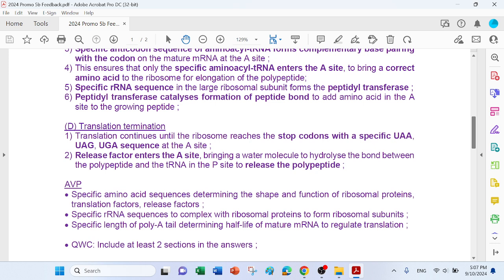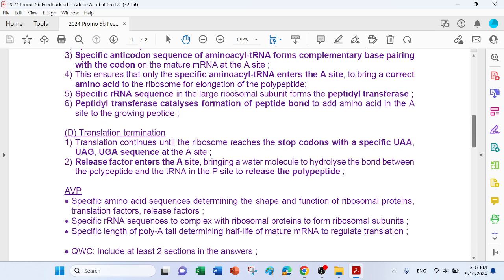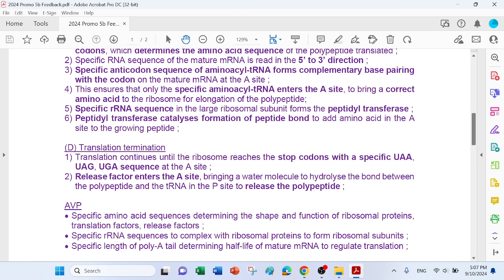It hydrolyzes the bond between the polypeptide and the tRNA in the P site. So hydrolyze that to release the polypeptide, and of course the translation complex will dissociate. All right, so that would have gone through the 4 stages of translation.